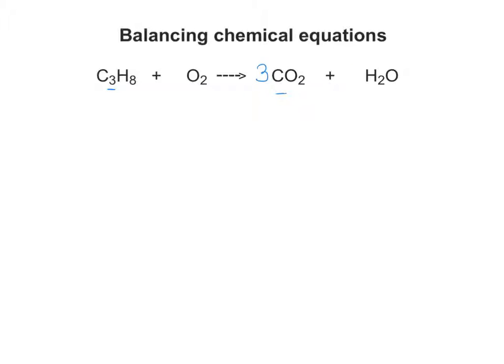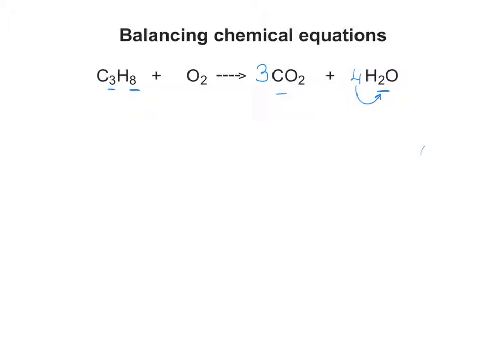In the reactant side there are 8 hydrogen atoms, but in the product side there are 2. Now you can write 4 as a coefficient of the water molecule, and when you multiply 4 with 2 you will get 8 hydrogen atoms. The last one is oxygen.